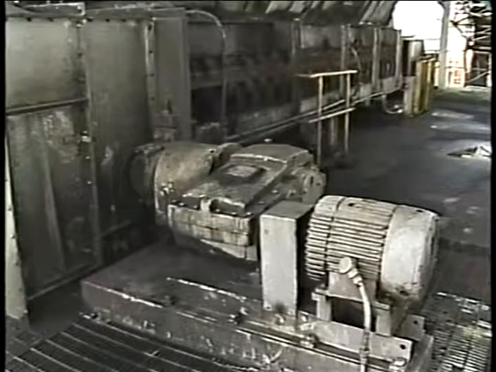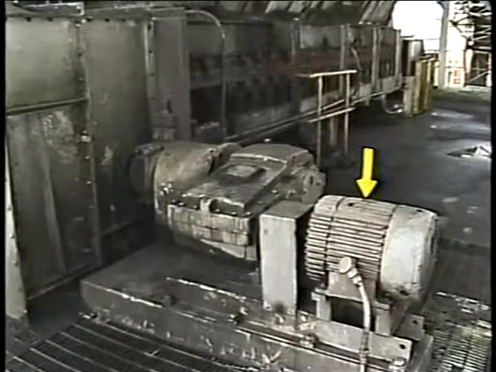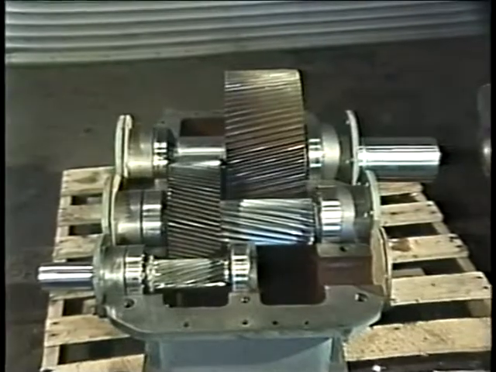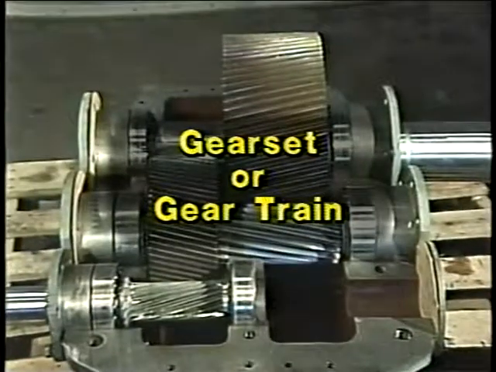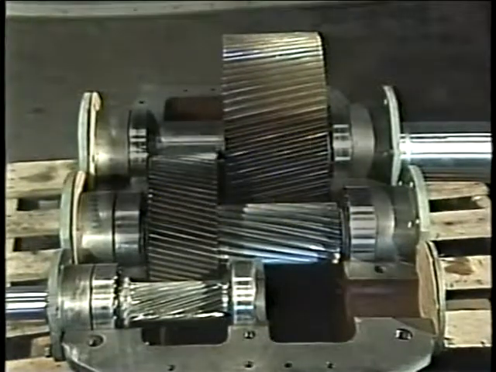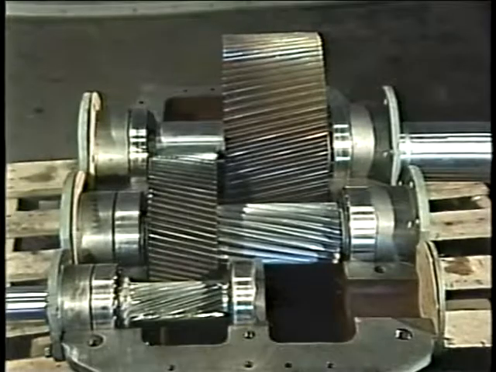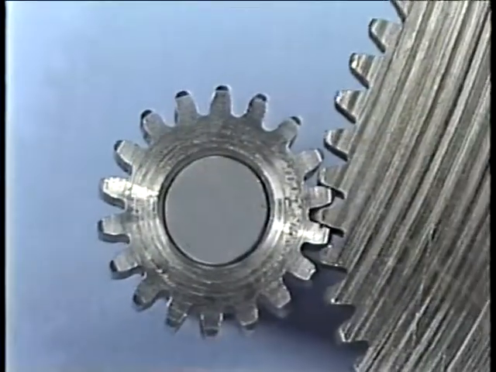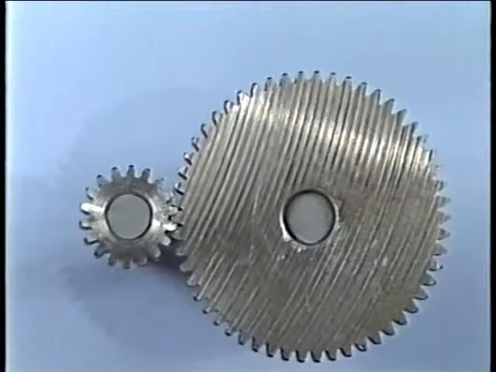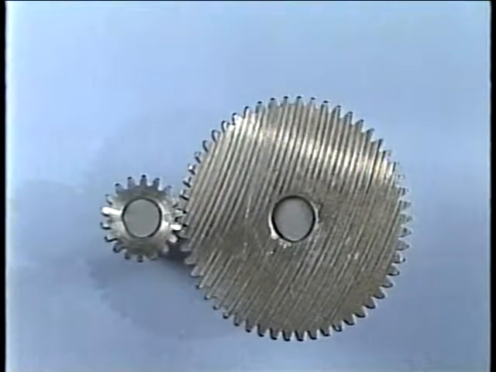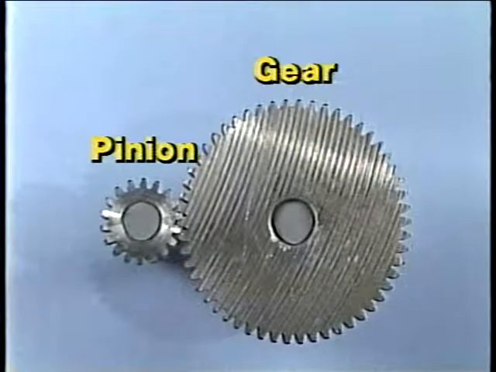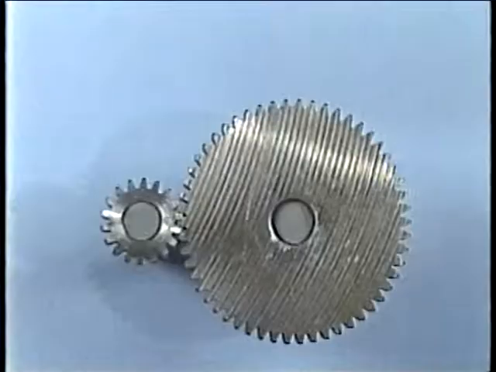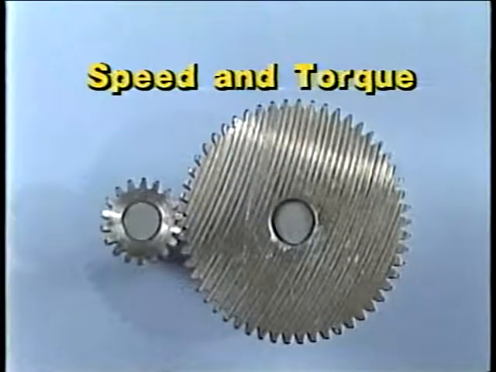Basically, gears are used to transmit mechanical power from one device to another. When two or more gears mesh together, the arrangement is called a gear set or gear train. Also, each gear is generally attached to a shaft. Often, gears that are meshed together will be of different sizes. In this case, the smaller gear is referred to as the pinion, and the larger one is simply referred to as the gear. Now, the way in which gears transmit power can be described in terms of speed and torque.